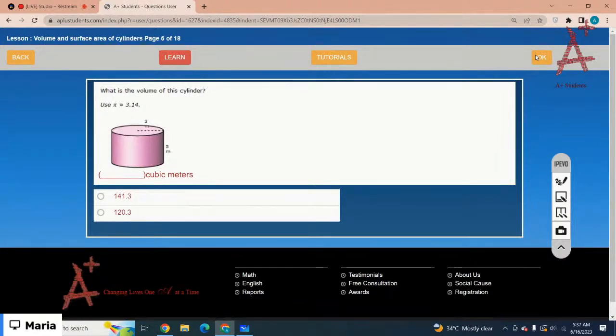Okay, the next one, you are given r as 3. You have to do pi r squared h. So it would be 3.14 times 9 times 5. 3 squared is 9. So I'm doing 9 times 5, 45 times 3.14. That would be 141.3. The correct option is option number 1.